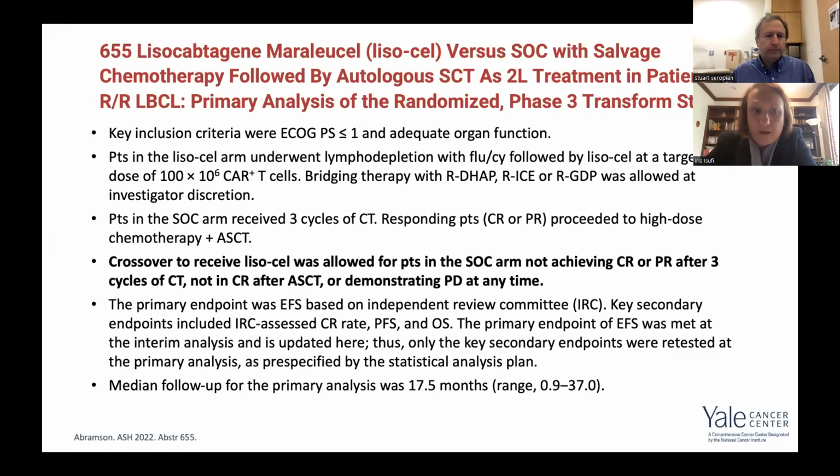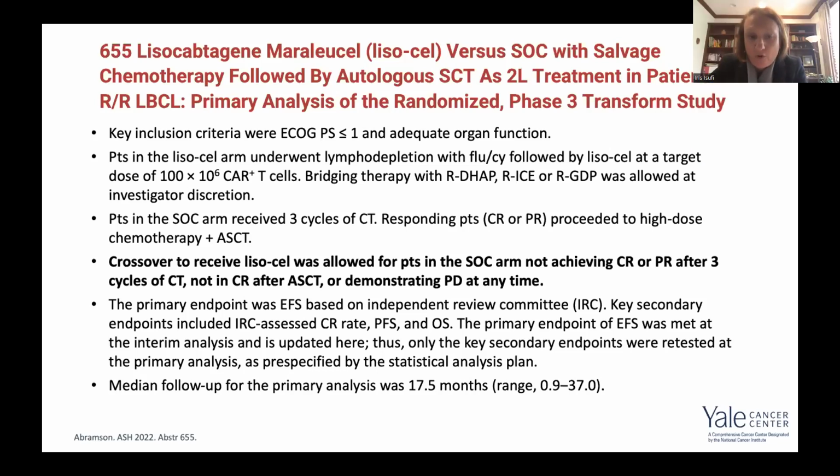And then the other arm was randomized to receive liso-cel, and so they underwent lymphodepletion with fludarabine and cyclophosphamide. And they were allowed to get some bridging if their disease was rapidly progressing. Importantly, in this trial, crossover was allowed for patients who received standard of care and were not deemed to be good candidates for autologous stem cell transplant for multiple reasons, so they crossed over. And the primary endpoint was event-free survival, and then they looked at complete response rates, progression-free, and overall survival.